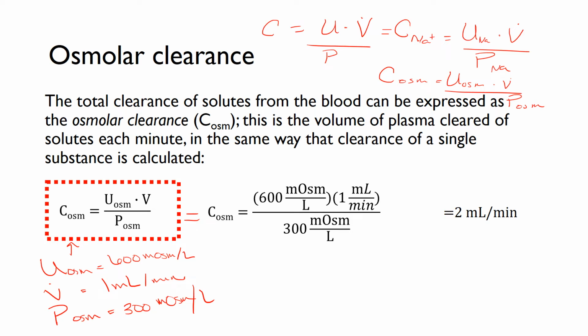And we can do some unit elimination as well. So 600 times 1 is 600, divided by 300. Our units are going to cancel out. That milliosmol cancels with that milliosmol. This liter cancels with this liter, so we're left with mils per minute. So 600 divided by 300 is 2 mils per minute. So pretty much the same as any other clearance equation, but now we can look at the osmolar clearance. And this becomes an important concept because using osmolar clearance, we can calculate free water clearance.